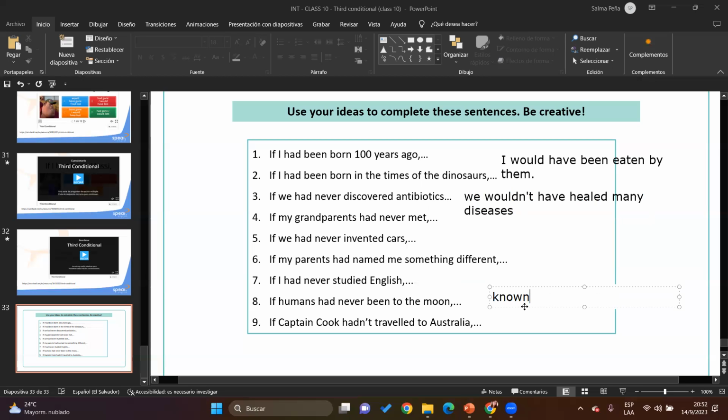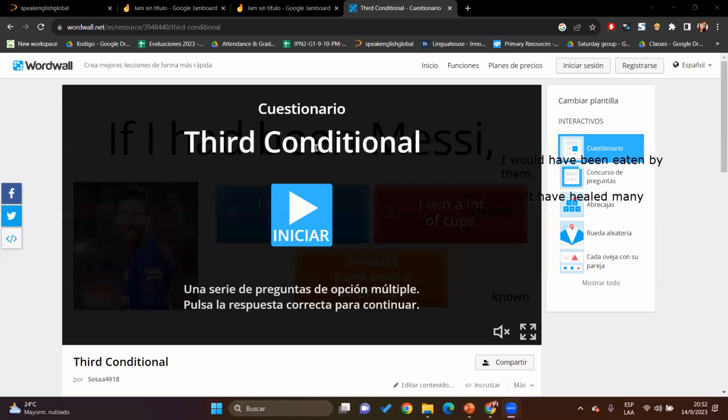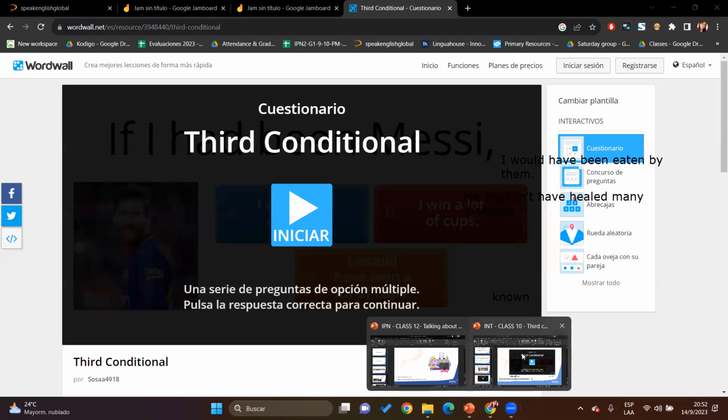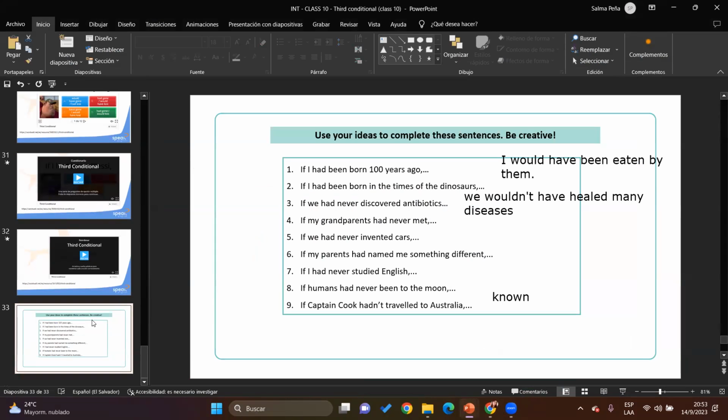If Captain Cook hadn't traveled to Australia, he wouldn't have discovered Australia. Yes. Okay, good. In this case, it's pronounced like Australia. For us it sounds different in Spanish, but for them it becomes Australia. Okay, guys. So that was the speaking part, the one to complete it, right?